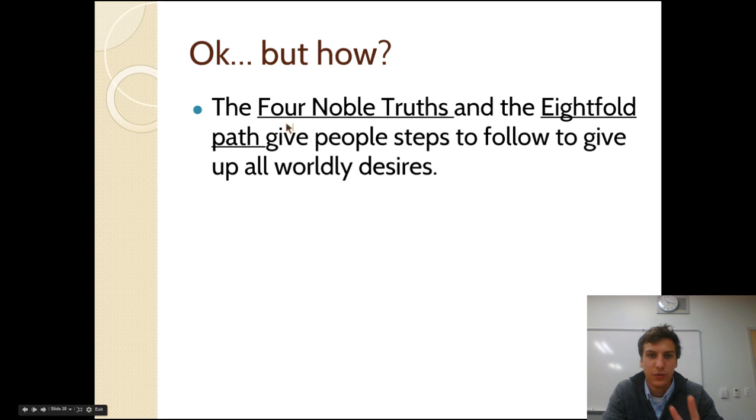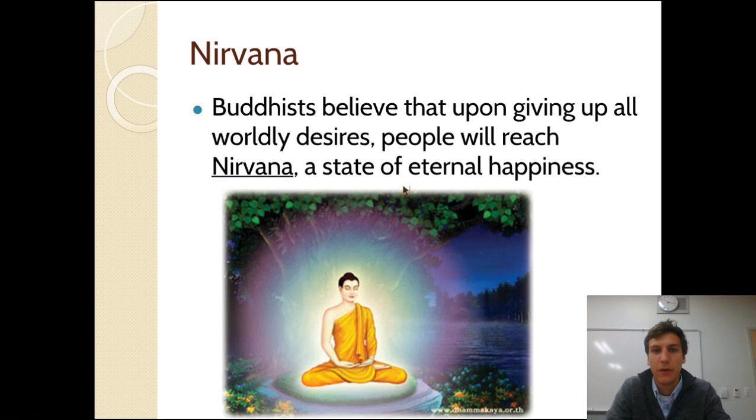He had two ways to, and you had to use them both. There were four noble truths, and he also had something called the Eightfold Path to help you give up all your worldly desires. If you follow the Eightfold Path and the Four Noble Truths, then you will reach what's called nirvana, which is a state of eternal happiness. And that's according to Buddha. So if you can put away all those other thoughts and just focus on yourself and focus on the truth, then you will become eternally happy. You will have nirvana.